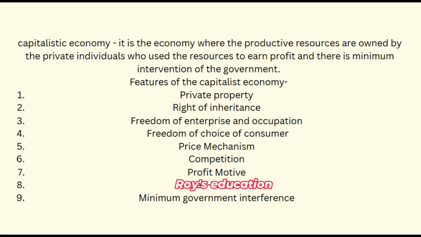The next feature is competition. Competition means rivalry between the participants in the market. In a capitalist economy, there exists a high degree of competition both in the product market as well as in the factor market. In the product market, producers compete to sell goods and services. Similarly, in the factor market, the owners compete with each other in order to sell their factor services.